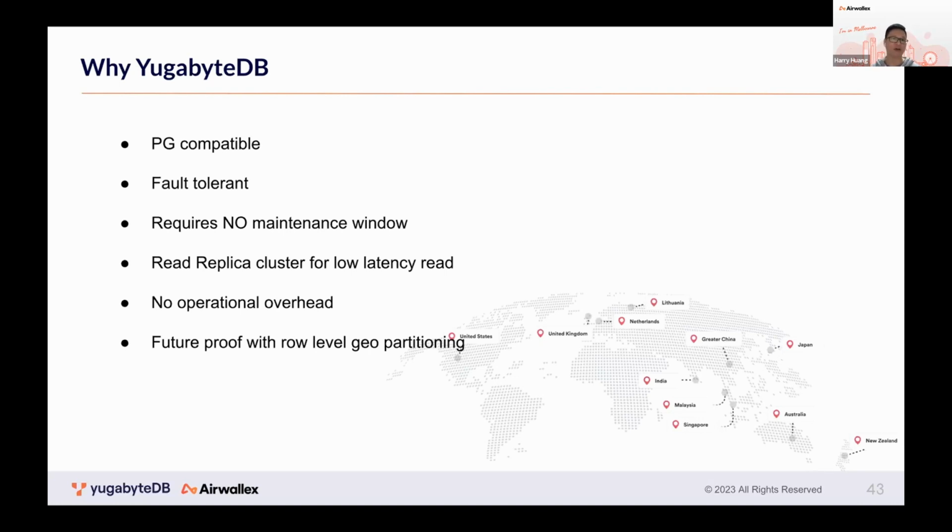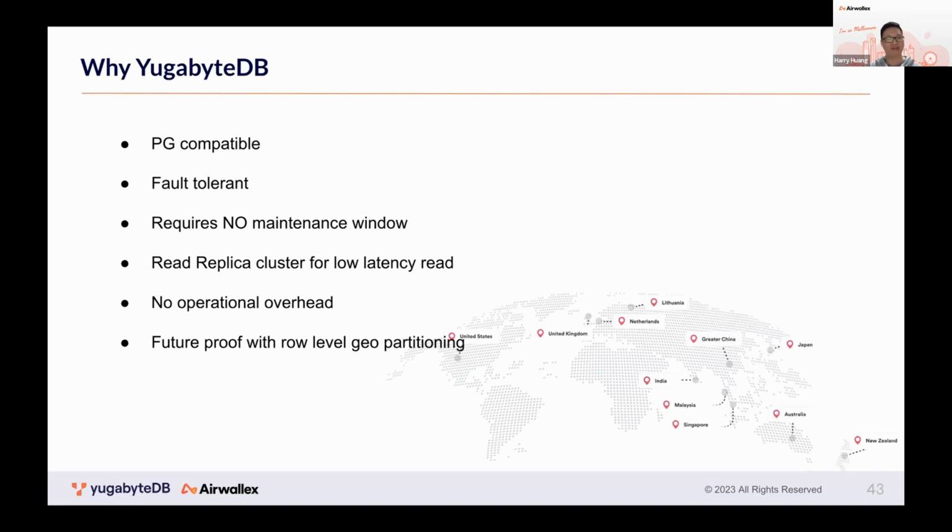Another benefit with YugabyteDB is that the replica cluster can provide pretty good low latency if you need local data reads. And there's no operational overhead, like setting up load balancers for all the read-only replicas. In Postgres, you can create a few read-only replicas, but you have to create your own load balancer in order to make sure that if any of those read-only replicas fail, your application can still operate without any interruption.